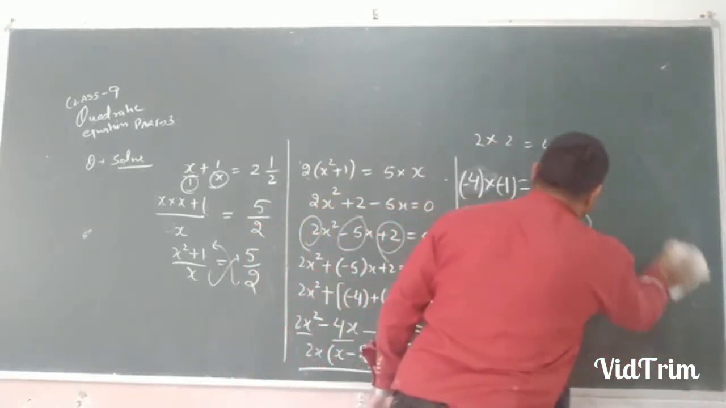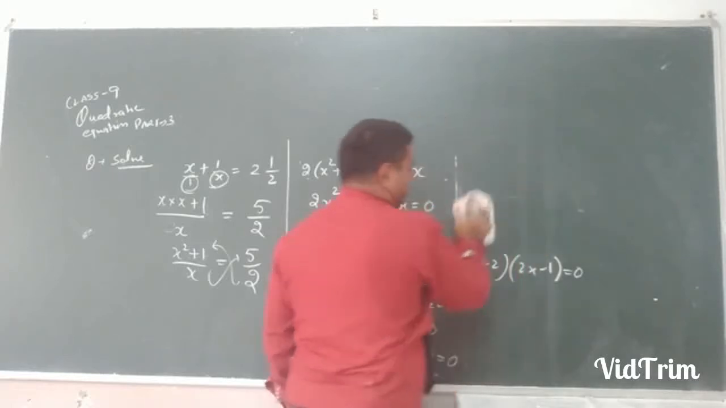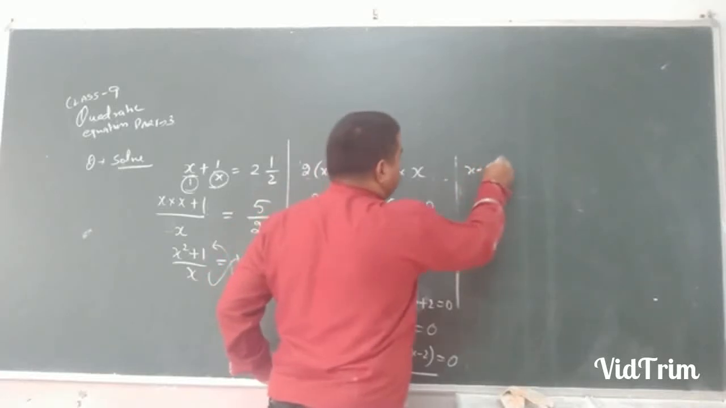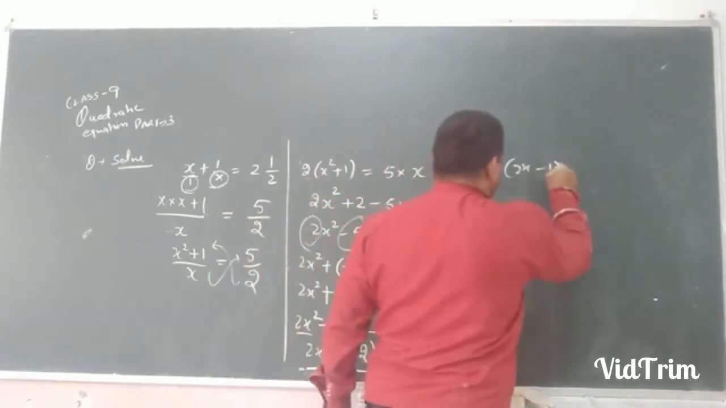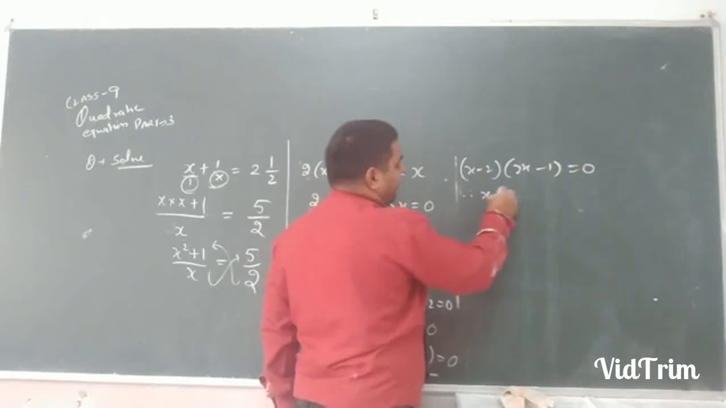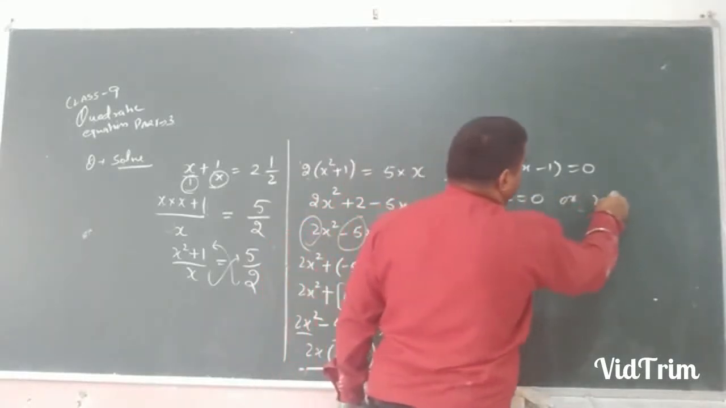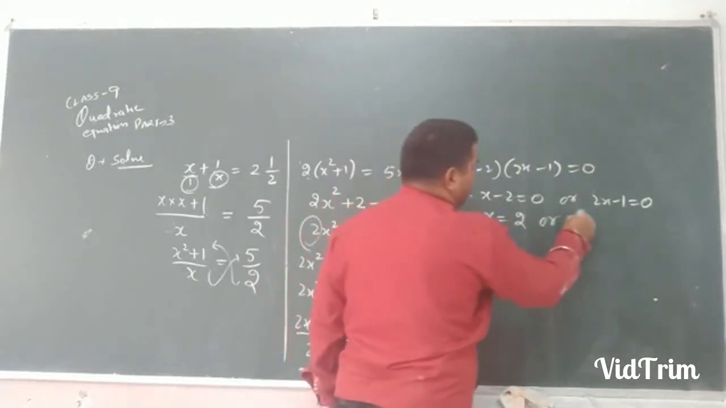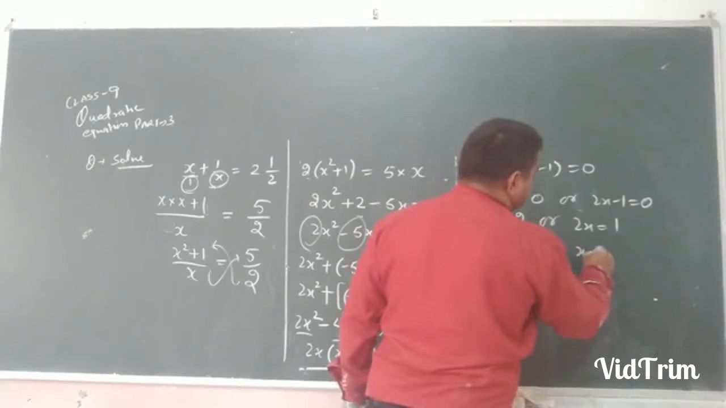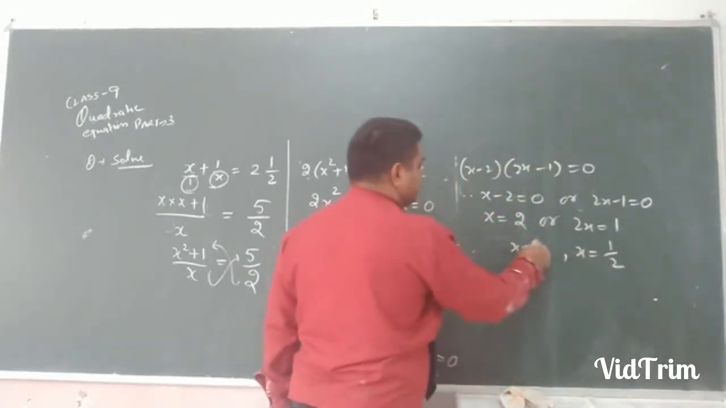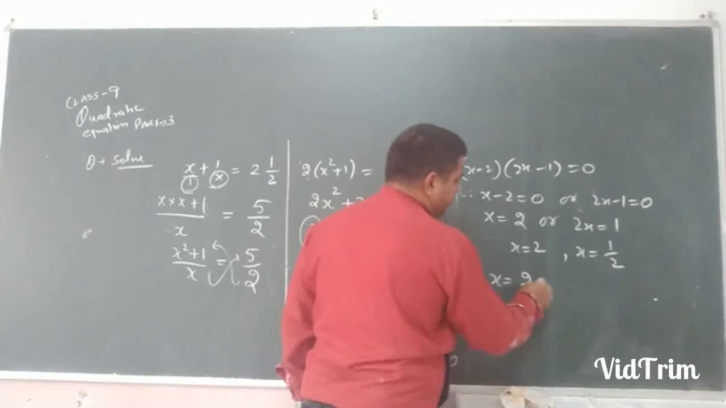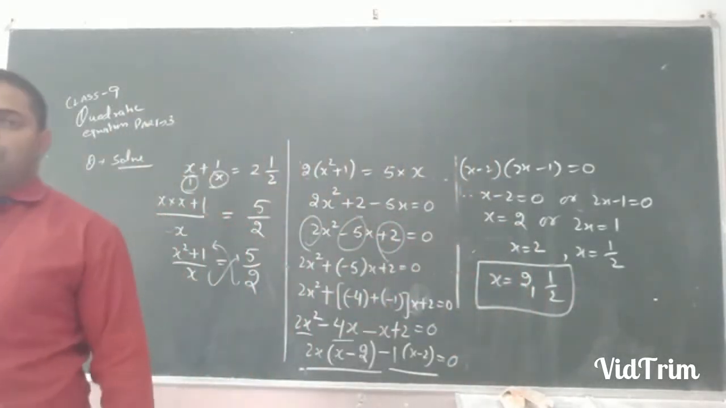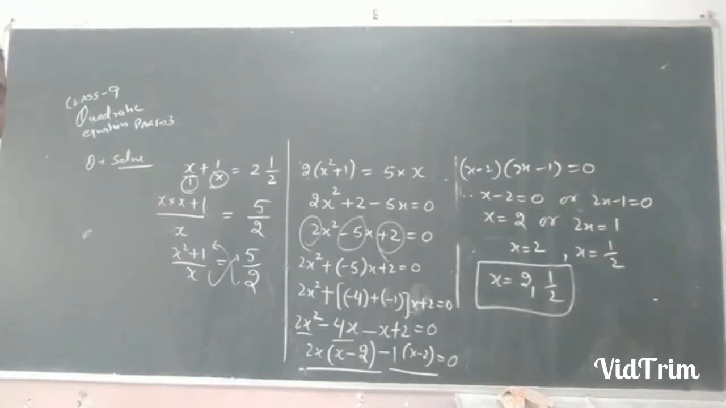It means either we write here x minus 2 or 2x minus 1 equals to 0. Therefore, x minus 2 equal to 0 or 2x minus 1 equals to 0. So x is 2, or 2x equal to 1, x is 1 by 2. So we are getting two values of x, 2 and 1 by 2. These are the roots of the given quadratic equation.